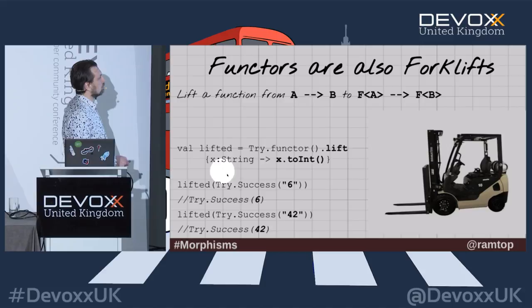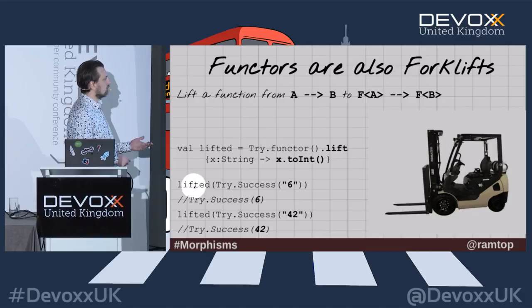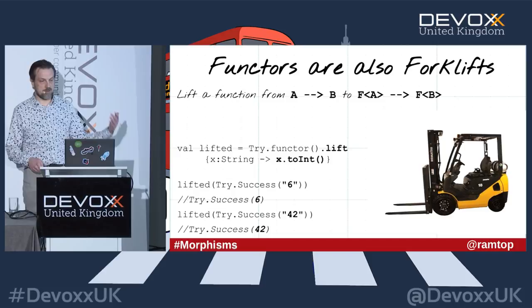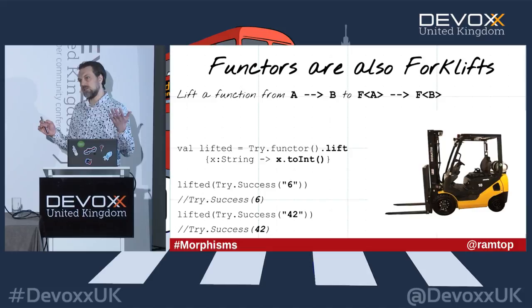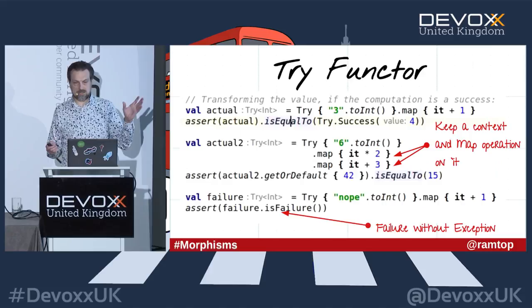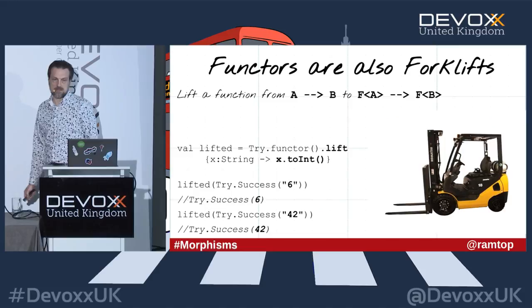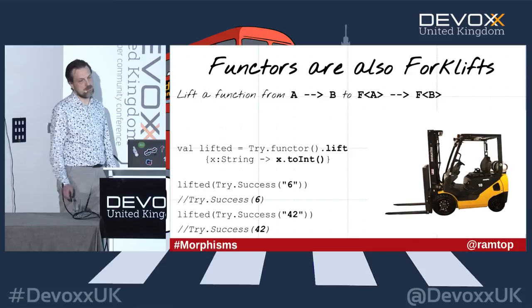And the functor in this case specifically is a Try functor. So here we transform 6 and 42. Or if this is not a valid string, it will be transformed to a failure, of course. So this is two ways to see the functor, using the map or using the lift, but mathematically this is the same. Just sometimes it is more natural to see it one way than the other.